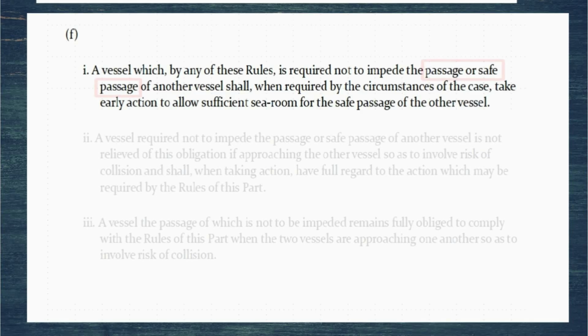So a couple of things in here. Obviously, the first thing that stands out is we're talking about not impeding the passage or safe passage. So within the rules, they'll talk about impeding passage or impeding safe passage, but the action taken is the same, regardless of whether it is passage or safe passage. And what we're looking to do is allow sufficient sea room for the safe passage of the other vessel. We're not talking about avoiding collisions, we're talking about allowing sufficient sea room for them.